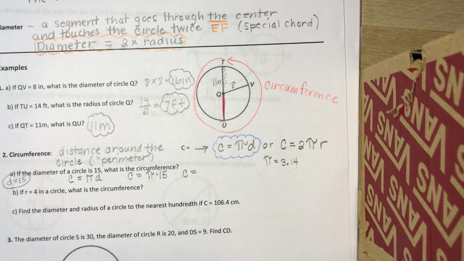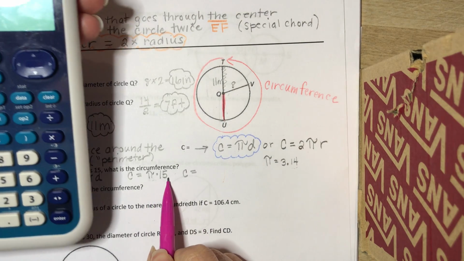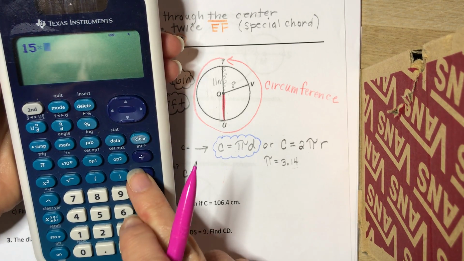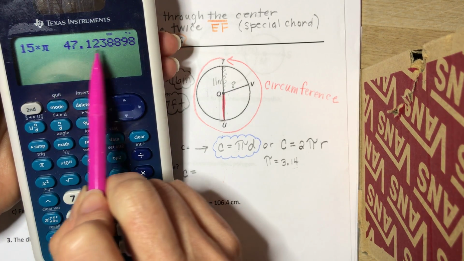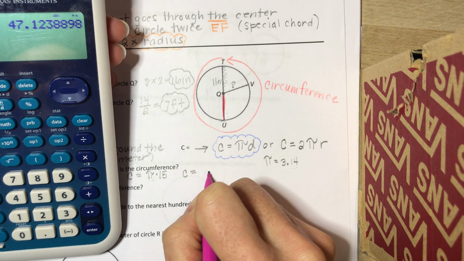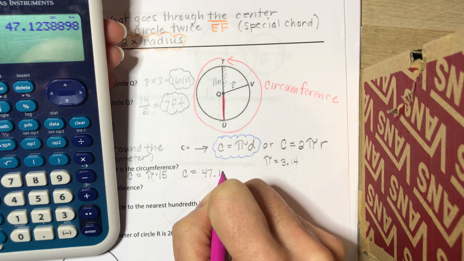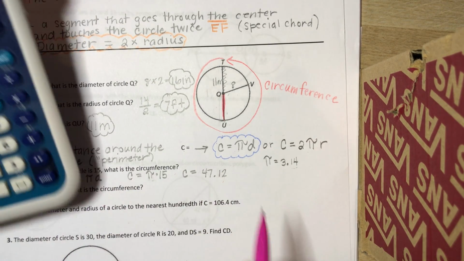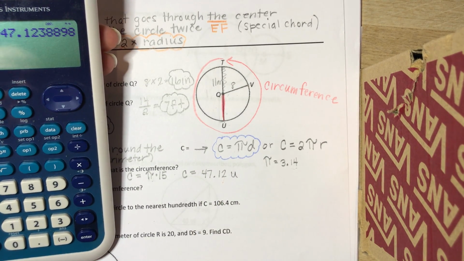Circumference equals, so if I take my calculator, pi times 15, or we can do 15 times pi, enter. So we get a nice long decimal there. 15 times pi gives me 47.12. And we didn't talk anything about units here. So 47.12, I'm just going to put a U for units.